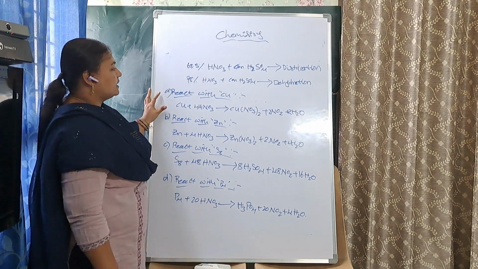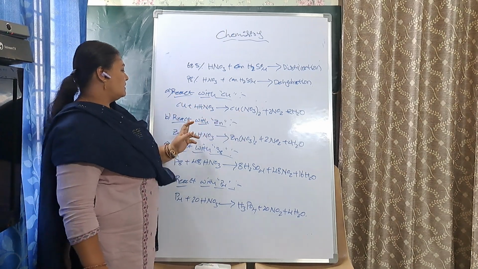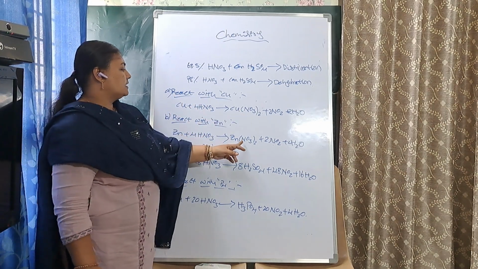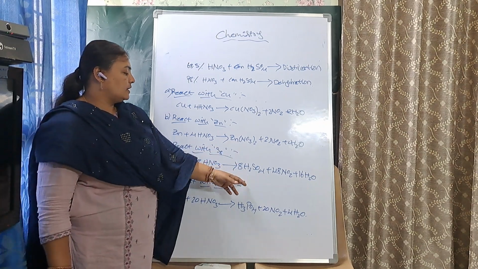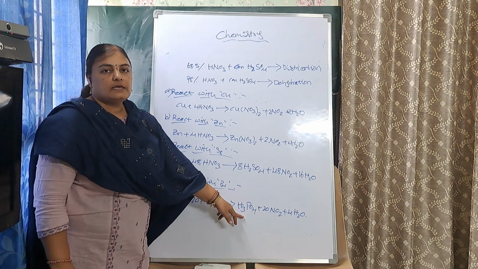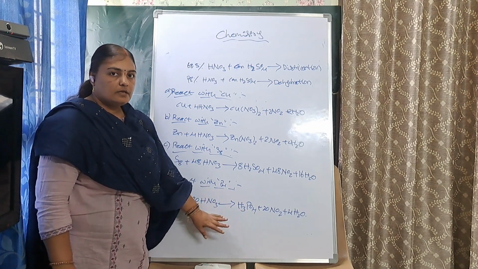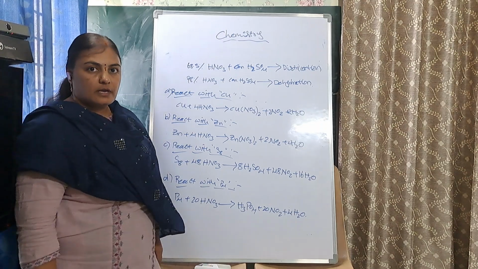Okay. So after getting the nitric acid, when it reacts with copper, we get copper nitrate. When it reacts with zinc, we get zinc nitrate. When it reacts with sulfur, we get sulfuric acid. When it reacts with phosphorus, we get phosphoric acid. Okay. So this is your second long question from this P block element.